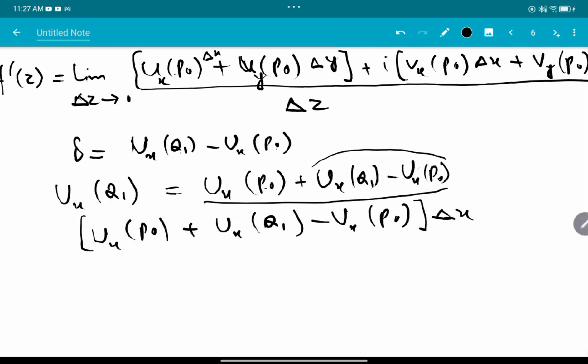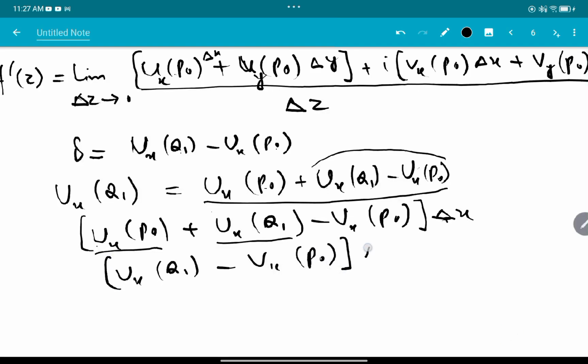Now this part, UXP naught into delta x, is there. But this part, the rest part, what is that rest part? UXQ1 minus UXP naught into delta x is not there. That is not there. This part has to be written at the end of this. Now that is only from this term.